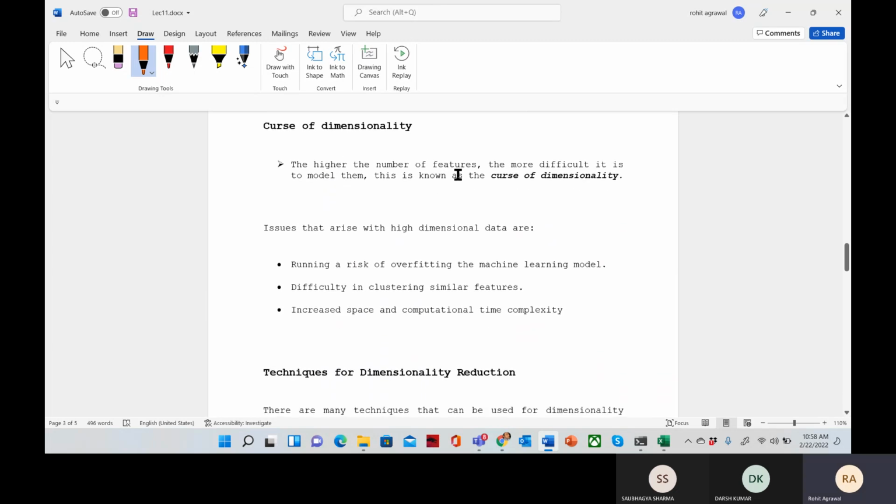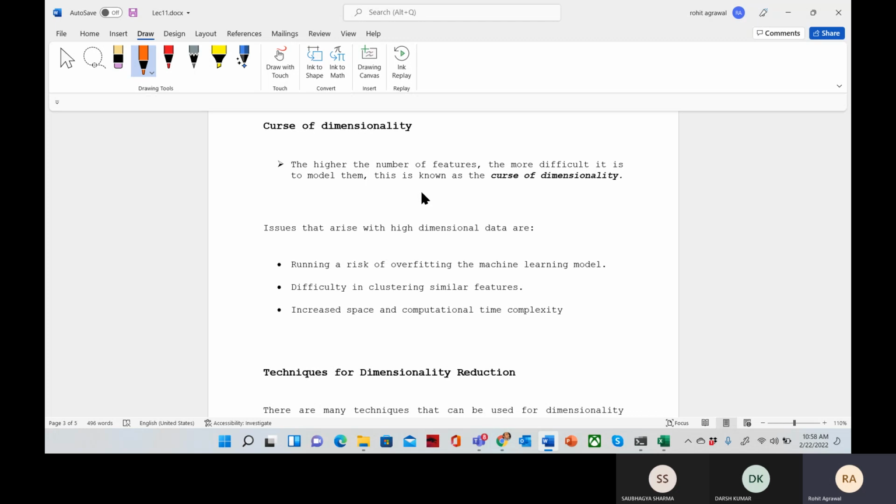Sometimes you will have this question: what is the curse of dimensionality? Nothing new. The curse of dimensionality is a simple thing: the higher the number of features, the more difficult it is to model them. Sometimes in an interview or in an exam, you may get this type of question. So again, the higher the number of features, the more difficult it is to model them. This is called the curse of dimensionality.